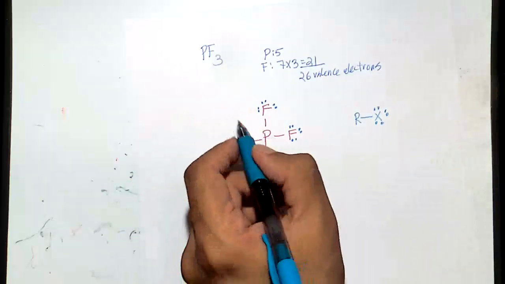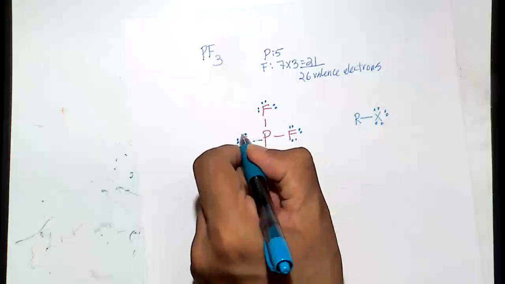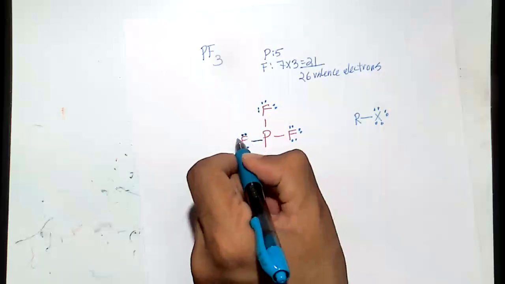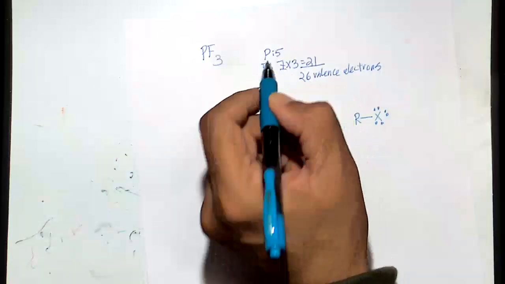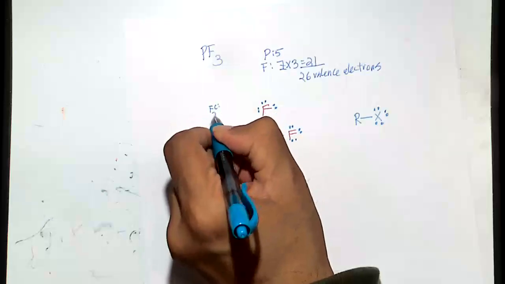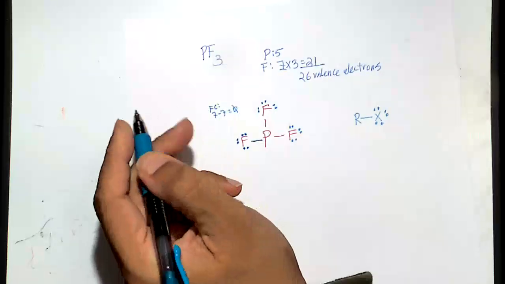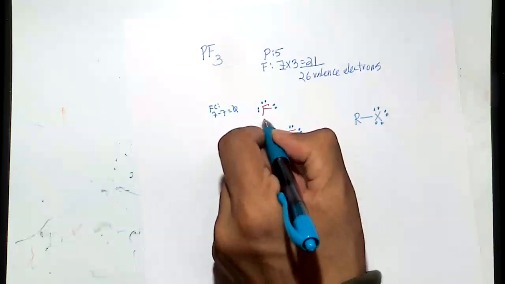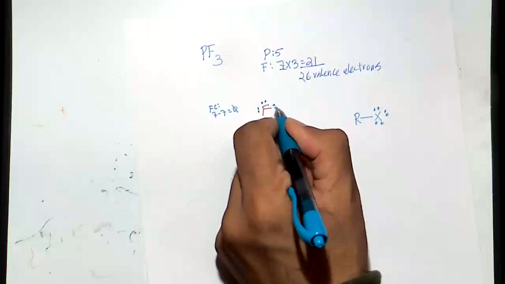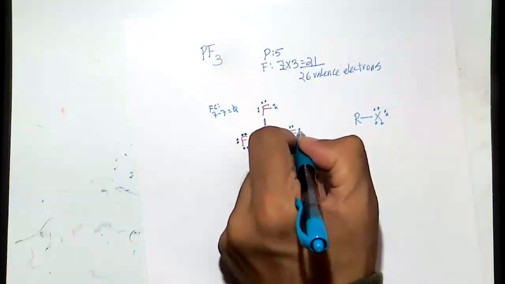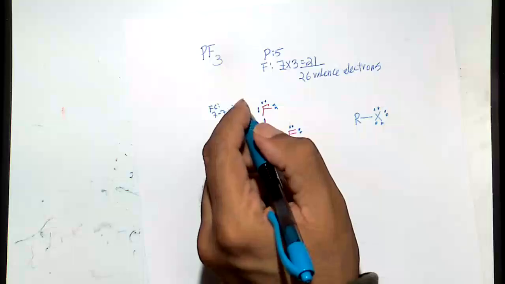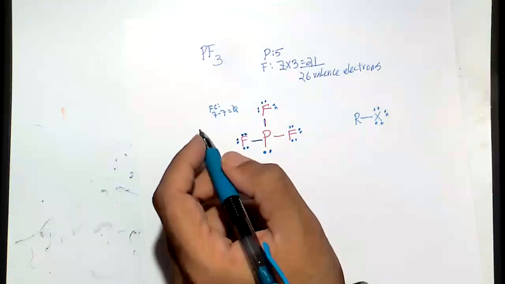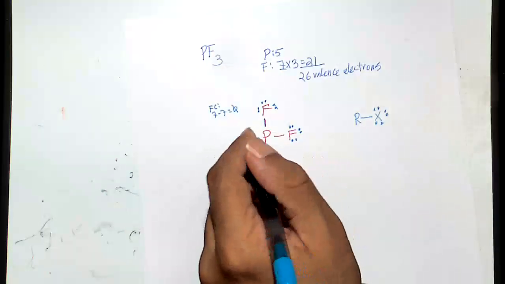Remember how to calculate formal charge and octet? 1, 2, 3, 4, 5, 6, 7, 8. How about formal charge? What is fluorine happy at? 7. So 7 minus 7 is 0. Counting up to 24, where will 25 and 26 go? On the central atom.